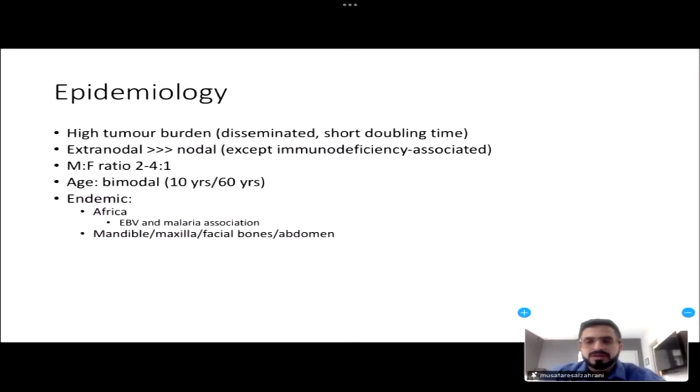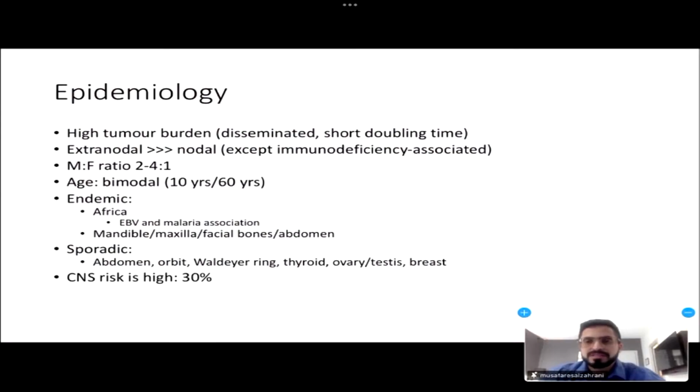And we also know that there is a form of Burkitt's lymphoma that's endemic in some areas in Africa, usually associated with EBV and malaria as well. Typically, this type presents in the facial bones, such as the mandible and maxilla, with some patients presenting with abdominal involvement, whereas the sporadic cases typically present in other sites, including the GI tract, orbits, Waldeyer's ring, thyroid, ovary, testis, and breast.